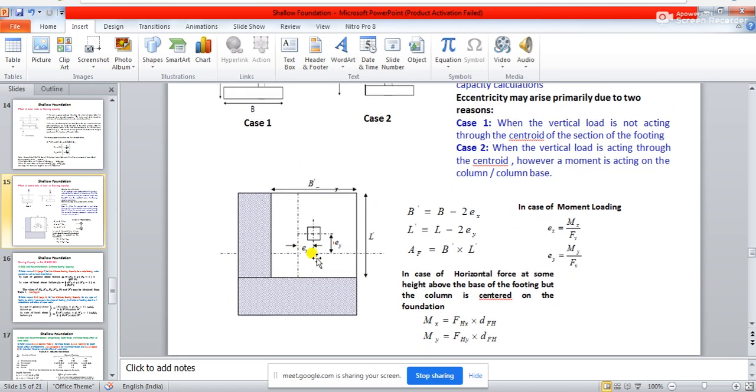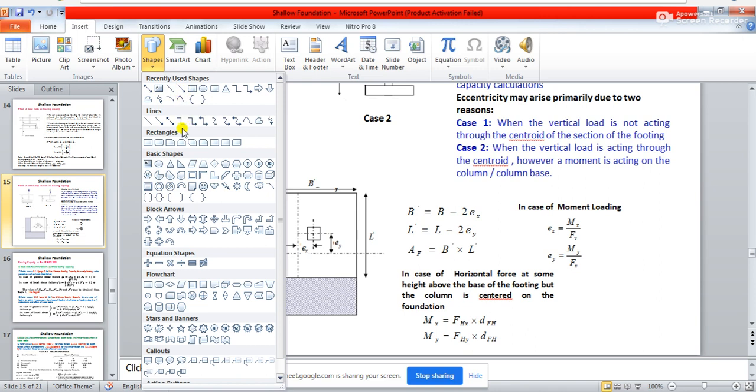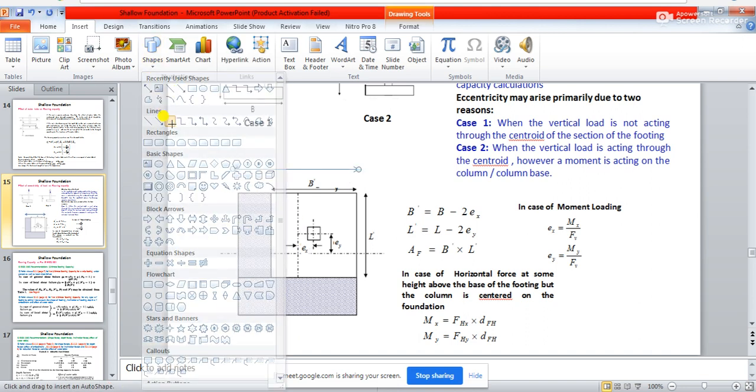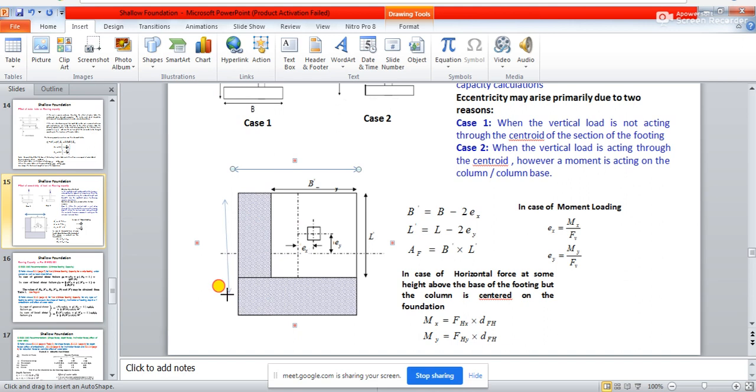You see, this is actually the length of the footing. Let's say from here to here, I'll just show you, this is the breadth of the footing, and from here to here, the original length of the footing. So, this is actually your B, the breadth of the footing, and this is actually your length of the footing. So, this is B, this is L.